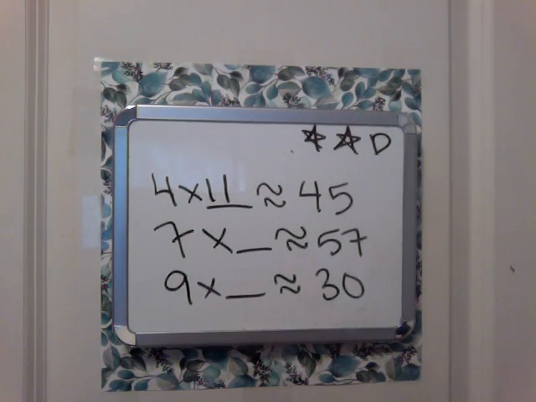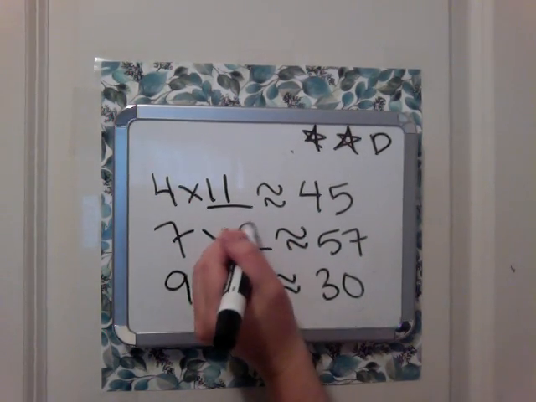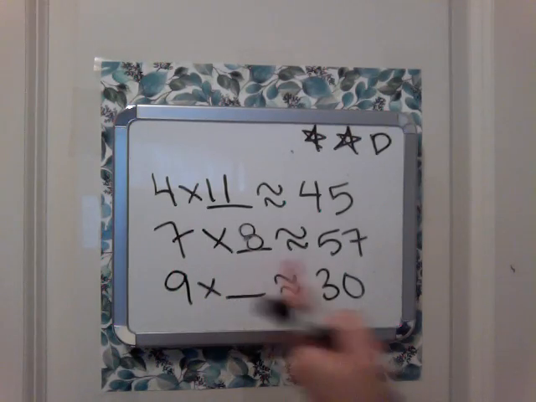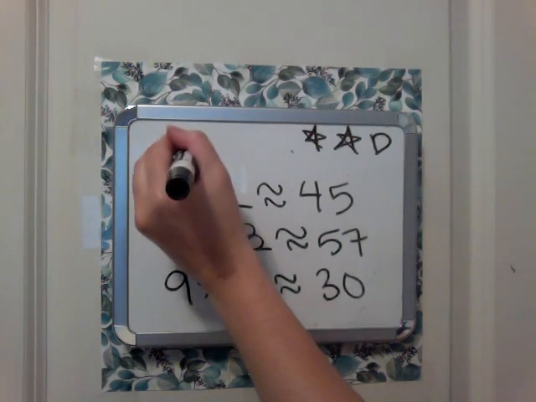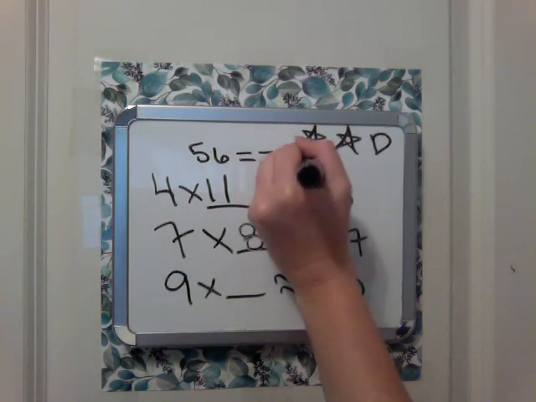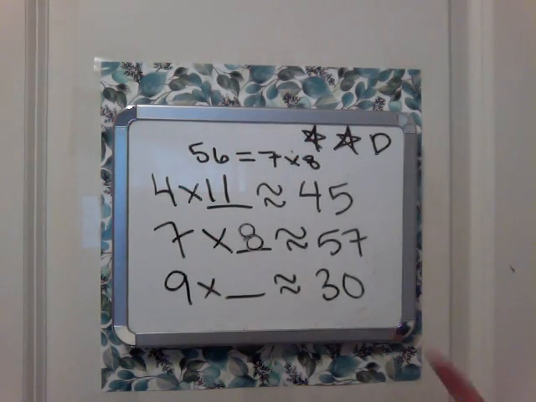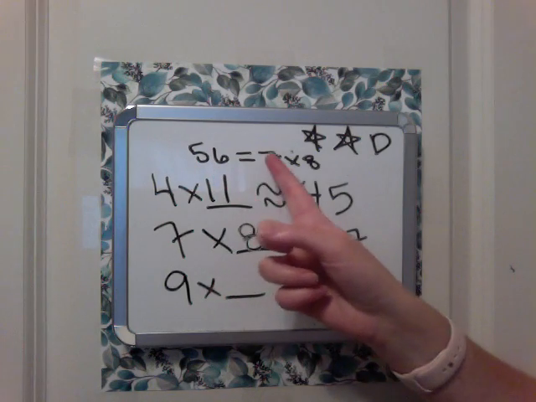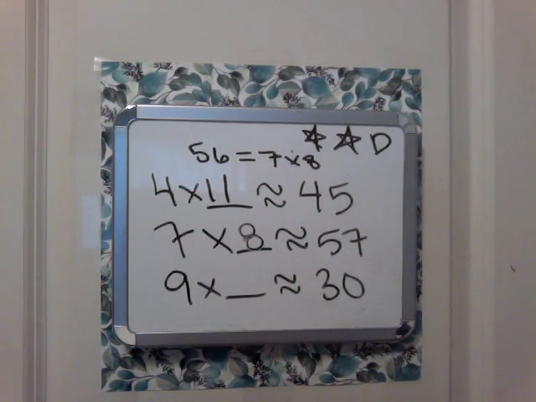For 7, I know 7 times 8 is 56, which is pretty close. If you need a trick to remember 7 times 8, if you look at it backwards like this, 56 equals 7 times 8, you'll see it goes in order. 5, 6, 7, 8. That's a good way to remember that one.